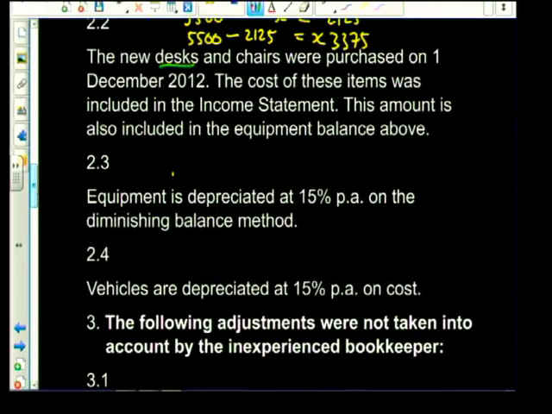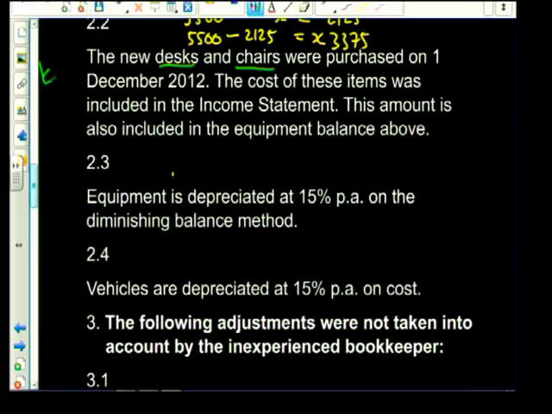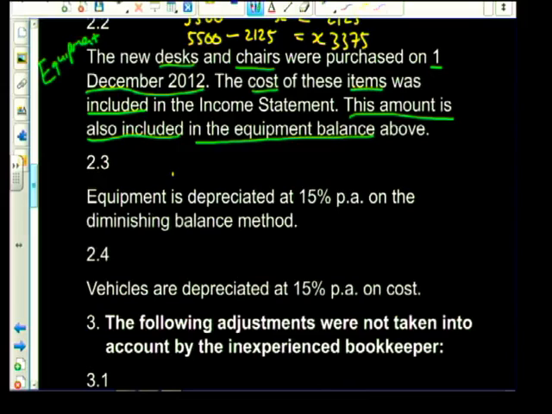Okay, our second part, or our second adjustment says that there were new desks and chairs. What did we say earlier about desks and chairs and any type of furniture? You should remember that desks and chairs and any other type of furniture is considered equipment. So just remember that we're dealing with equipment over here. These desks and chairs were purchased on the 1st of December 2012, and the cost of these items was included in the income statement. This amount is also included in the equipment balance above.